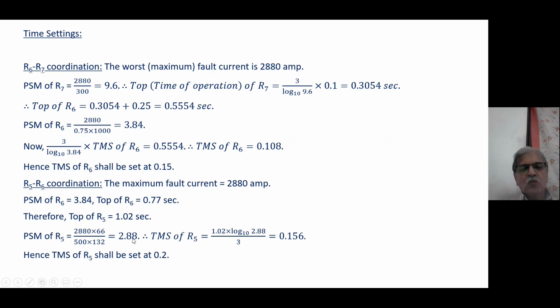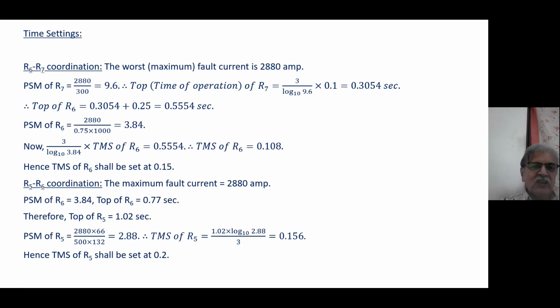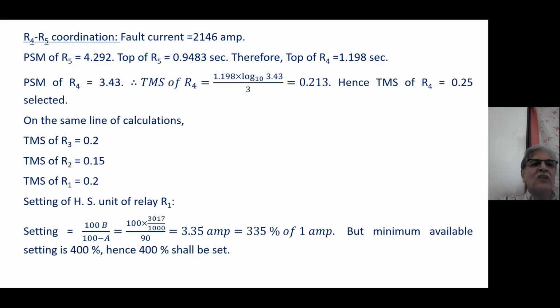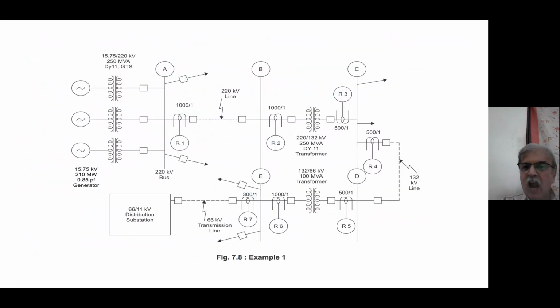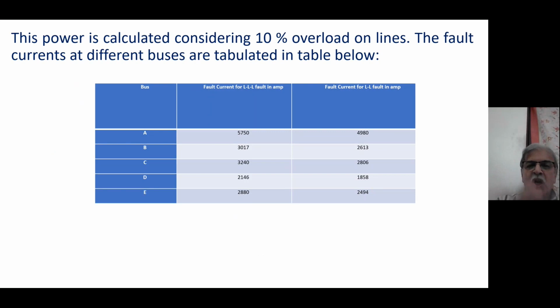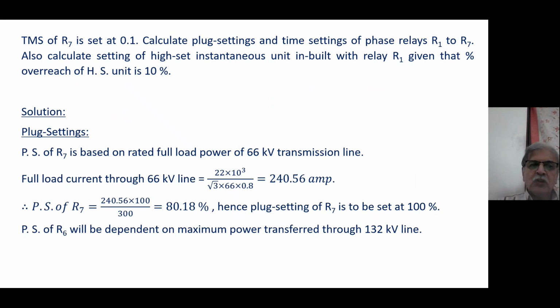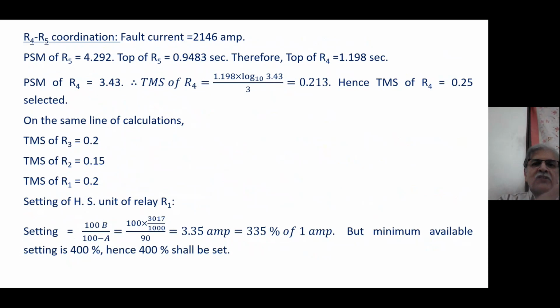So TMS of R2 is found out. You can appreciate that this is the way in which I am going: R6, R7 coordination, R5, R6 coordination, now R4, R5 coordination. For that, I have to consider the current immediately after R4, that is at bus C. And when I see the fault at bus C, I have to consider 3240 ampere.